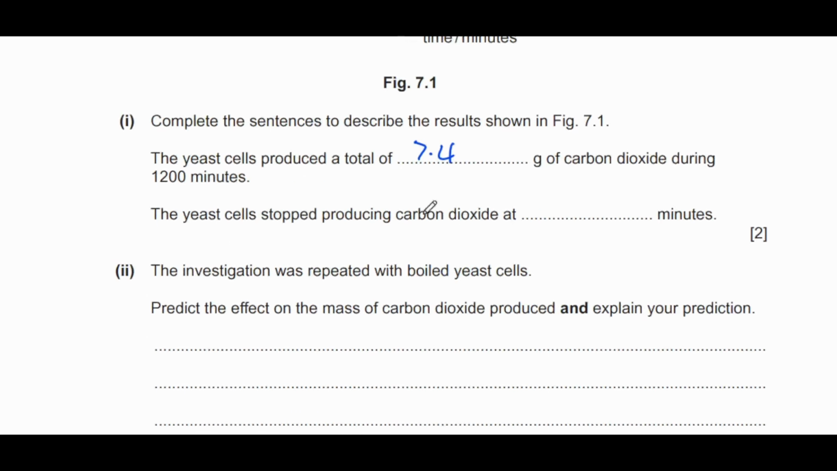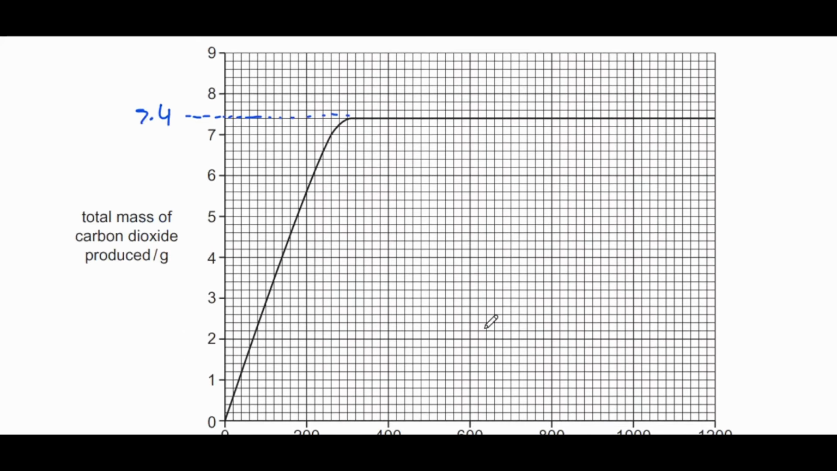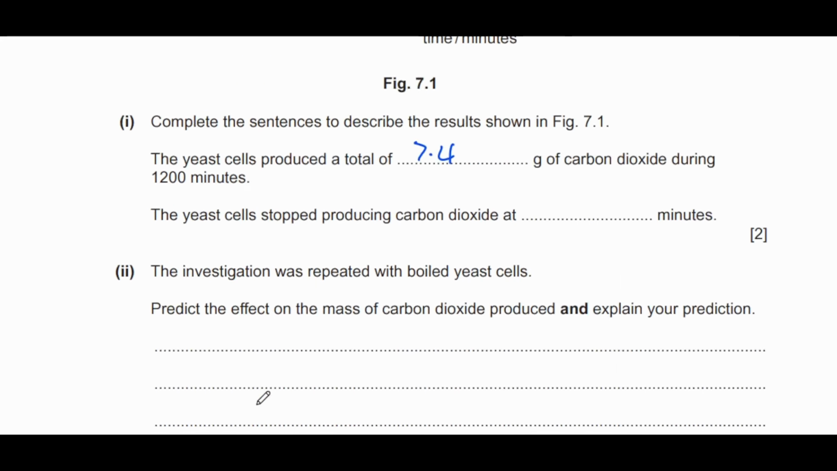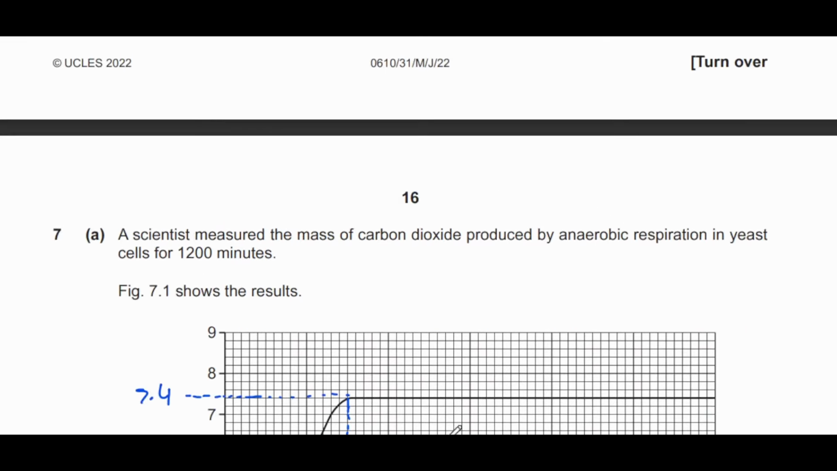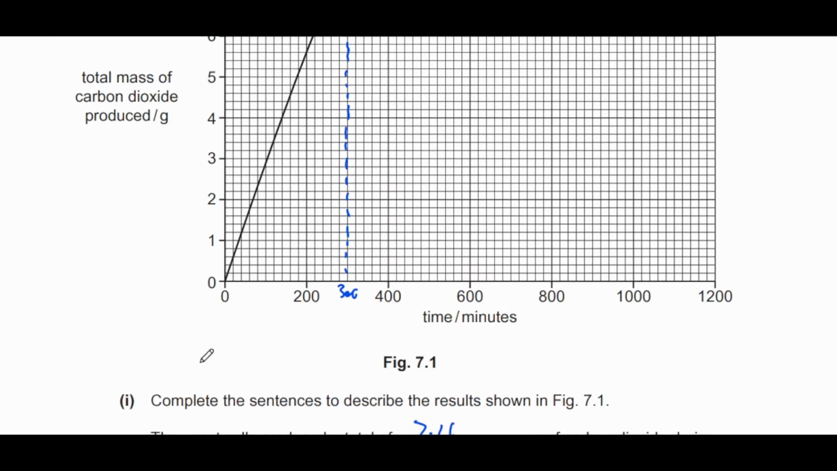The yeast cells stop producing carbon dioxide at how many minutes? So when it starts to plateau, right here, you draw a line down. This looks around 300, right? So the yeast cells stop producing carbon dioxide at 300 minutes because over here the graph becomes flat. It doesn't increase anymore, so it will stop producing carbon dioxide.